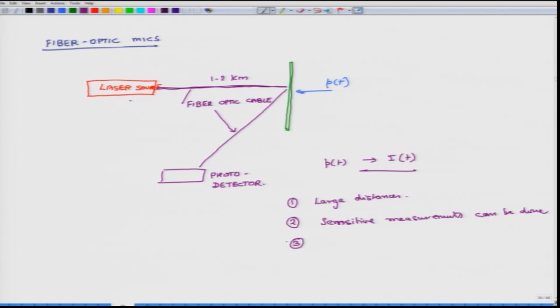Third is that because this is light traveling through a fiber optic cable, suppose there is a lot of electromagnetic field or electric field, it does not influence light, right. So, light remains. So, the signal to noise ratio is high even in noisy environments, and by noisy I do not mean noisy as in because of sound, but noise because of electromagnetic fields, okay. But it is expensive.